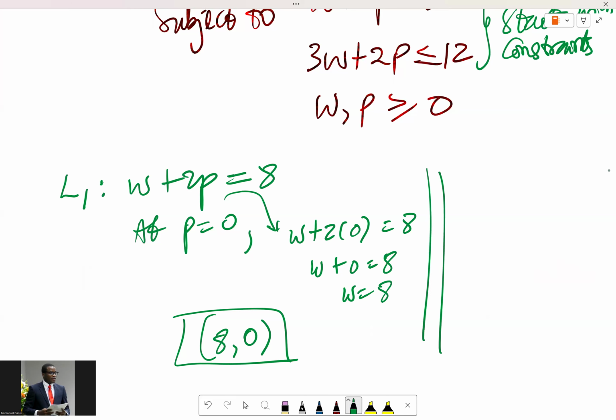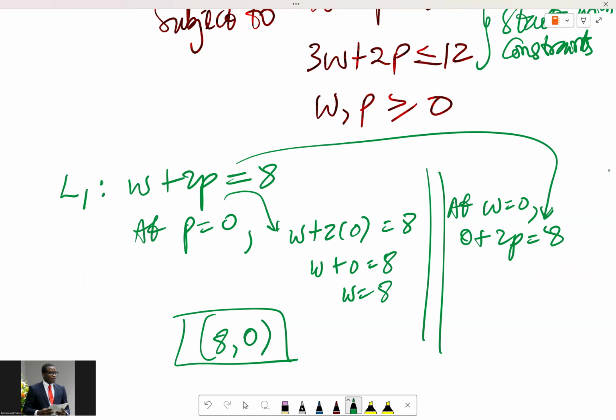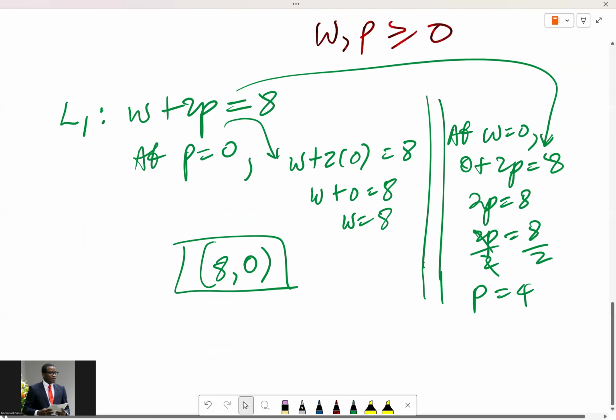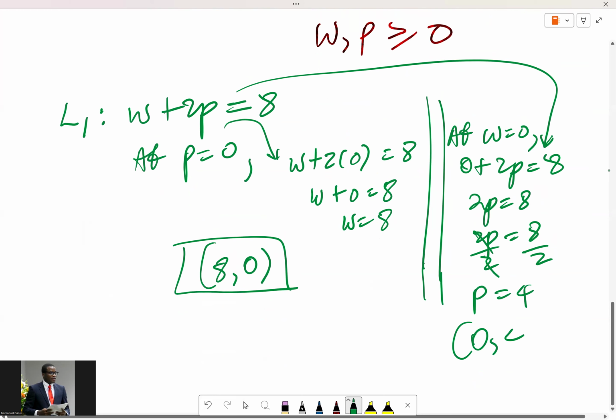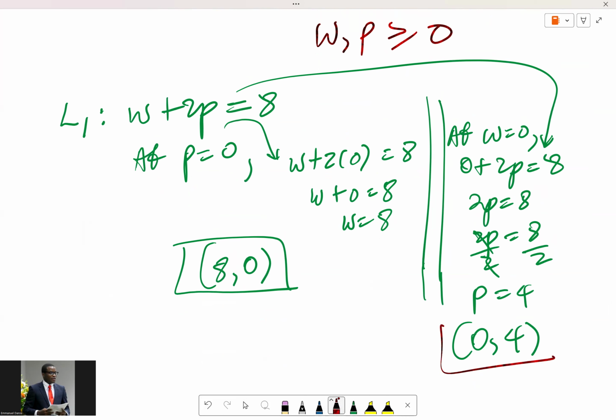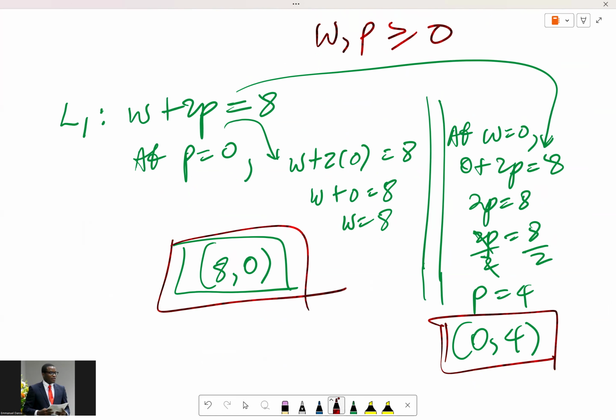The other part is this. At W equals 0, when you set W to 0, you have 0 plus 2P equals 8. That means 2P is equal to 8. If you divide both sides by 2, it means that P is equal to 4. So again, you have another point. W comes first, so you have 0, comma 4. So you have these 2 points to plot on a graph. Okay. So you have to keep these points because you need to plot them on a graph later.